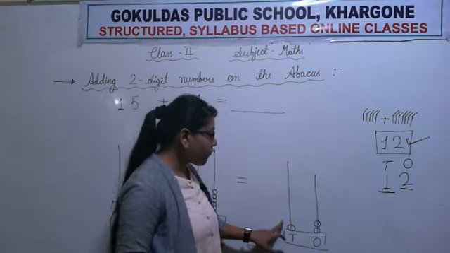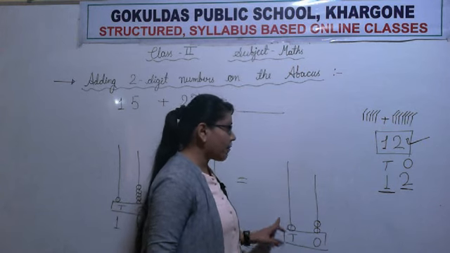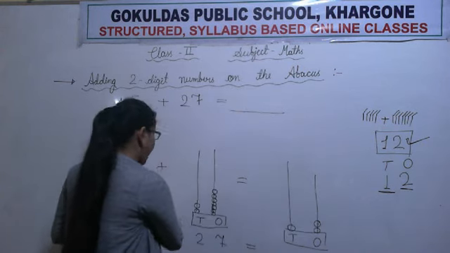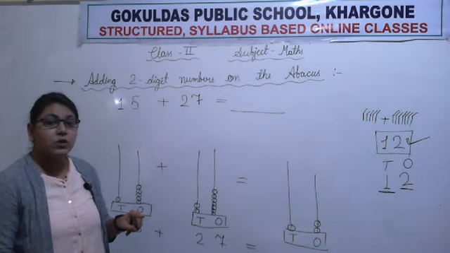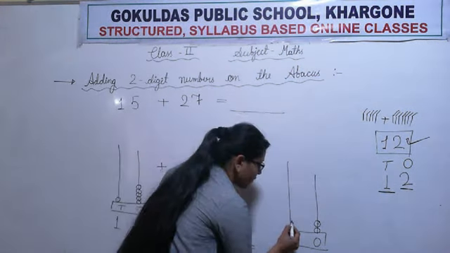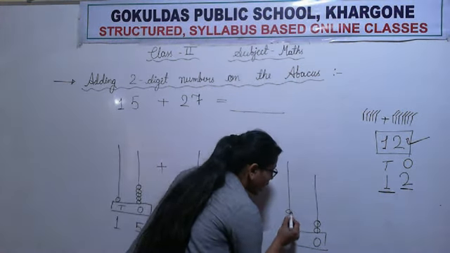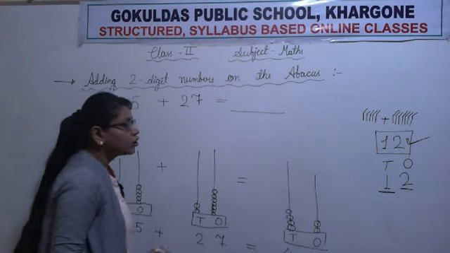Now this 1 bead in the 10 spike is from that 5 and 7. Now we will add these tens beads. 1 and 2. 1 plus 2 is 3. So we will draw 3 more beads for this 1 and 2. So our answer is 42.